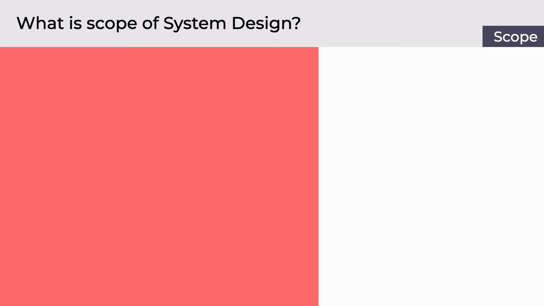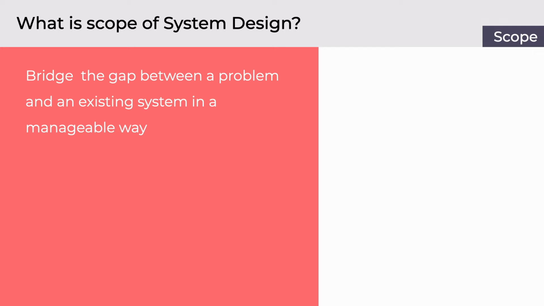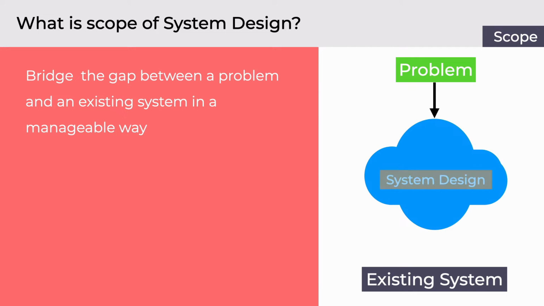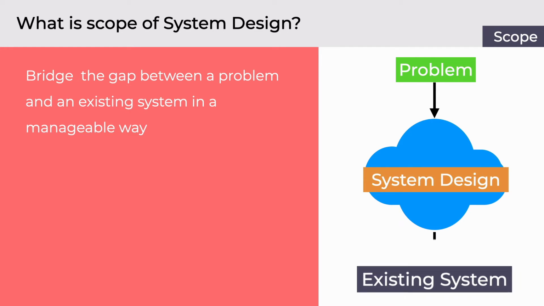Let's talk about the scope of the system design. The scope is limited to filling the gap between the problem and the existing system. It does not address any concerns like product market fit, product adoption, etc. In fact, what we call high-level system design will not even address any implementation concerns. All such things are out of the scope of system design.